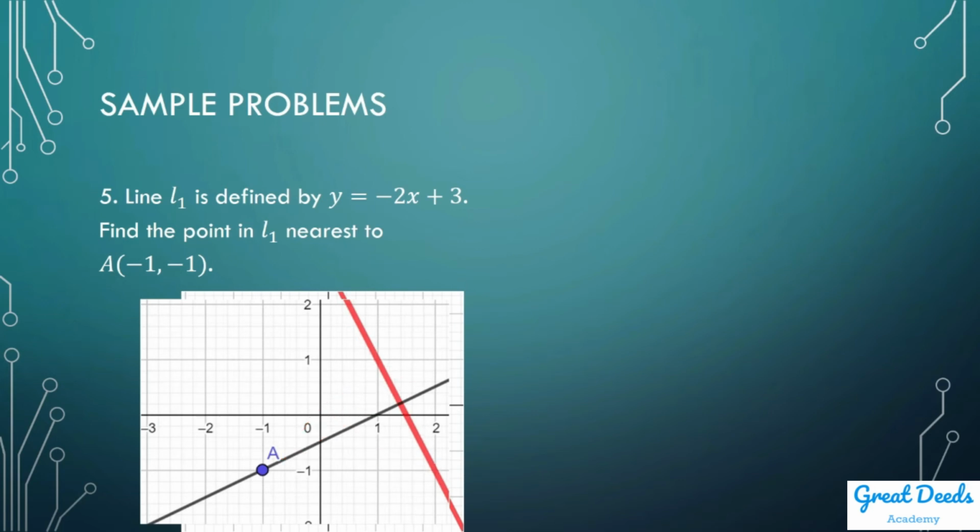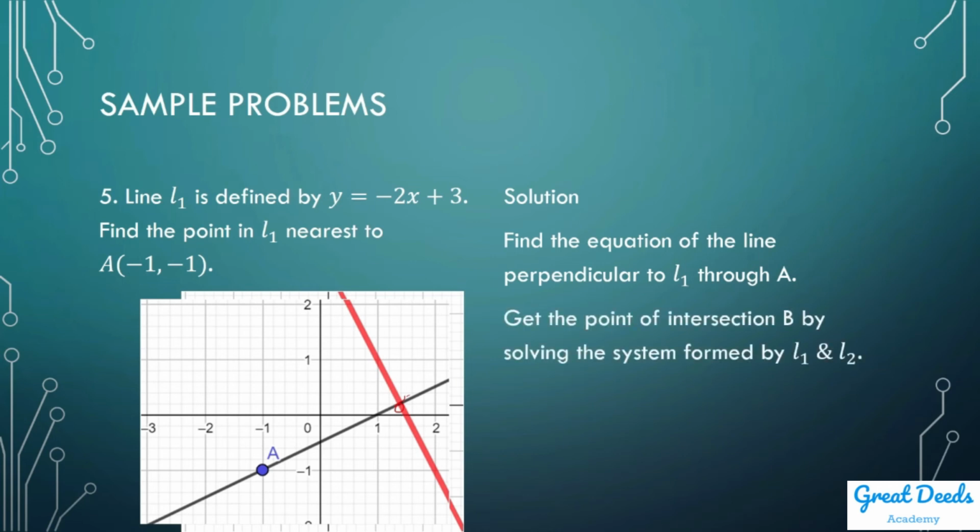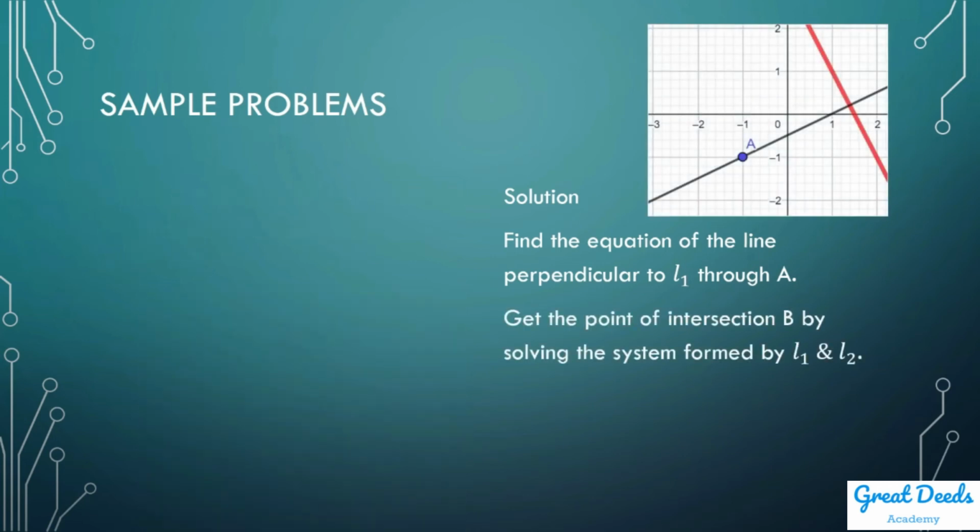So what is the strategy for solving this? First, we will look for a line through A that is perpendicular to L1. And then we will look for the point of intersection. And how do you get the point of intersection of two lines? Two lines compose a linear system. Solve the linear system. Let us find the equation of the line that is perpendicular to L1 and passing through point A. These are the strategy for solving that.